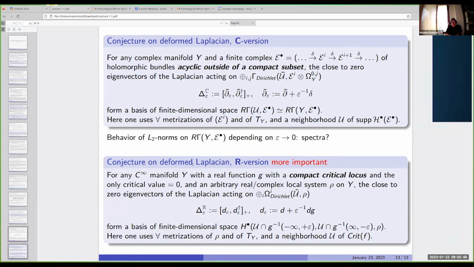And here, using Dirichlet boundary conditions, one can assume it's not a compact manifold, but take a neighborhood of the critical locus. And then the conjecture is that even without Morse singularity, these close-to-zero eigenvectors should form a basis of the homology group which is naturally associated to the situation when I get a compact critical locus. And if you have a local system, you can put the local system in as coefficients.